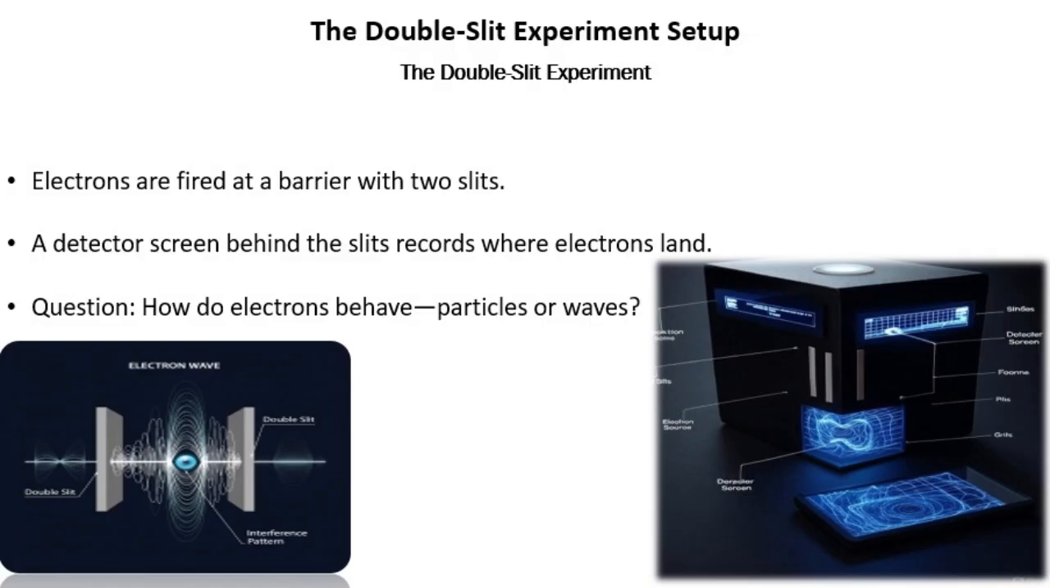Picture this. We've got an electron source. Think of it like a tiny gun shooting electrons. Those electrons hit a barrier with two slits, and behind it, a detector screen catches where they land. The big questions.